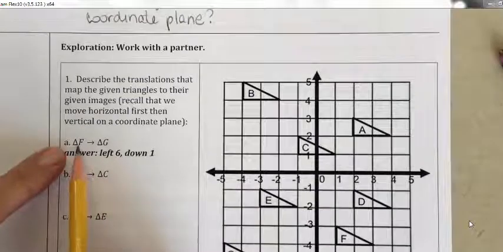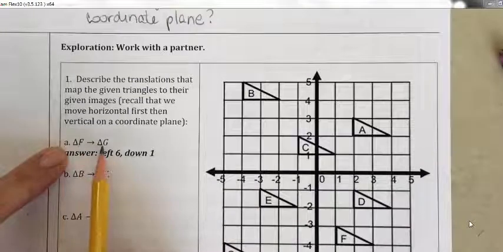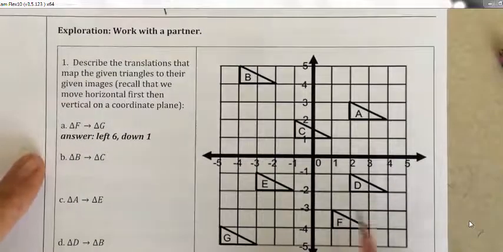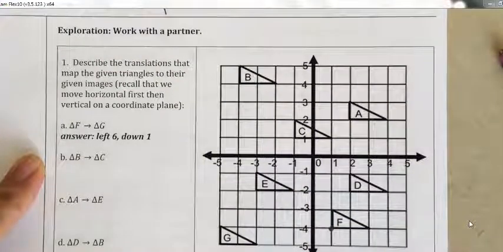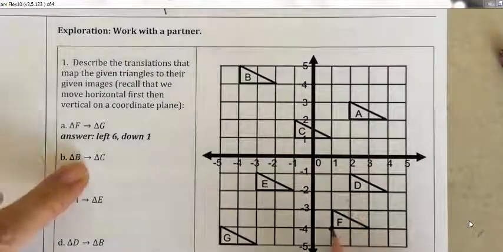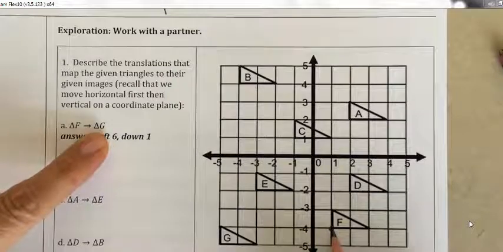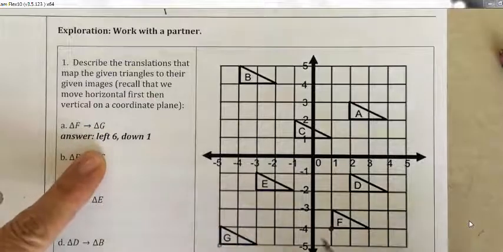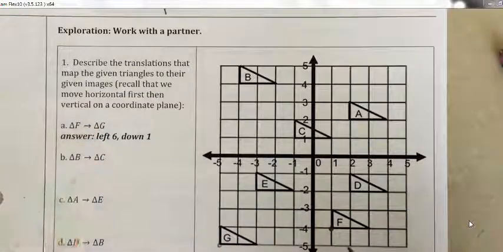So for example, triangle F gets mapped to triangle G. Triangle F is here, and usually what I do is I choose a point. These look like right triangles, so I'm going to choose the right angle. Now I'm going to map it to triangle G. If I try to get from this right angle to this right angle here, then I would go left 1, 2, 3, 4, 5, 6, and down 1. And that's exactly what they're doing. Okay, so let's do the next one.